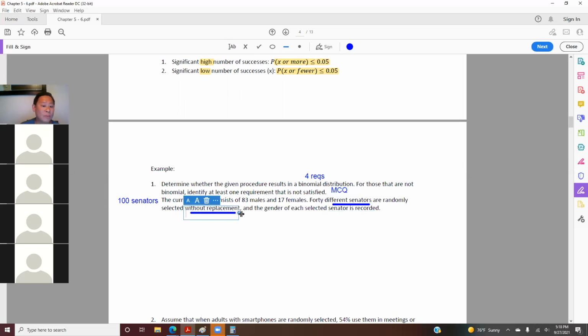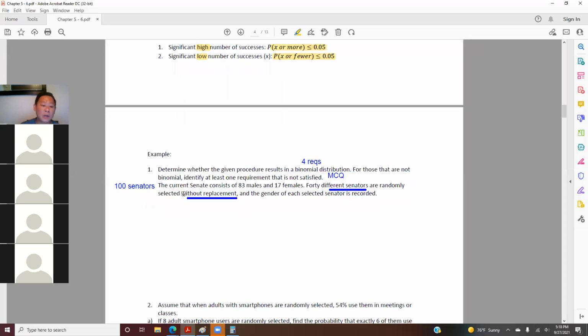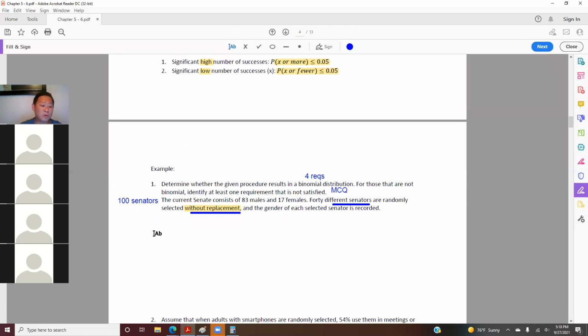So this is the keyword. Remember the keyword I told you guys to watch carefully. This is a big keyword, without replacement. And then we ask what's the gender that we pick? Is that male or female? So is this a binomial distribution? In order for us to go through that, it has to go through the 4 requirements.